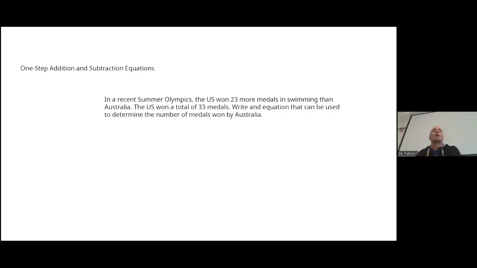Hi, everyone. All right, so today we're going to talk about solving one-step addition and subtraction equations. I'm actually going to do two lessons in one for this one. So the first thing I want to talk about is this concept of working with word problems, okay?